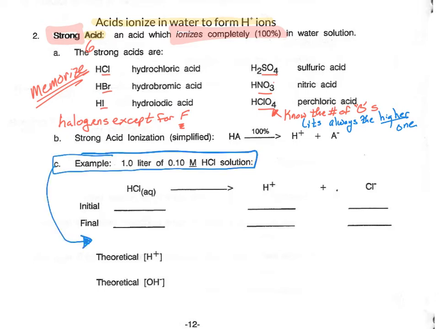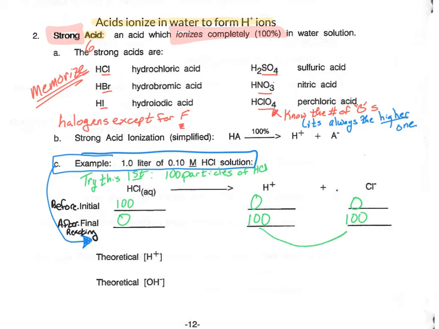Now we're going to focus on some calculations. We're going to move letter C down because I don't want to focus on it yet, and we're going to give an example where we try 100 particles of HCl. In this example, we're going to look at what it looked like before and after it reacted. If we have 100 particles of HCl and we have no H plus or Cl minus before the reaction, what do you have afterwards? Well, afterwards you have no HCl left because 100 reacted, and we have all of it turning into H plus and Cl minus.